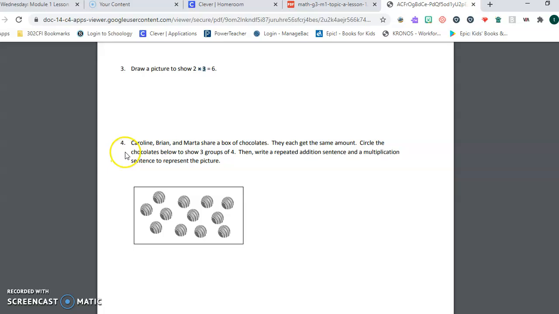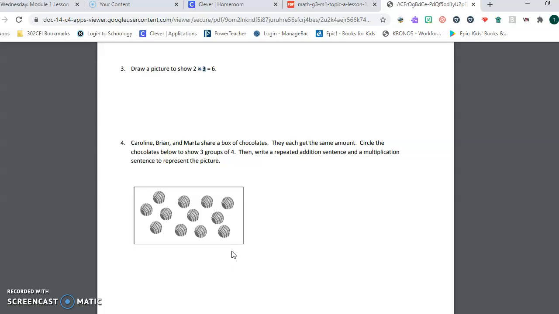So here in number 4, we've got Caroline, Brian, and Marta share a box of chocolates. They each get the same amount. Circle the chocolates below to show 3 groups of 4. Then write a repeated addition sentence and a multiplication sentence to represent the picture. Okay, it's a little bit tricky. That's a lot of words. It's a lot of words, and it's a picture, and nothing is in groups. It's just one group, and I see the number 3. I see the number 4. I'm not sure what I'm supposed to do with them.